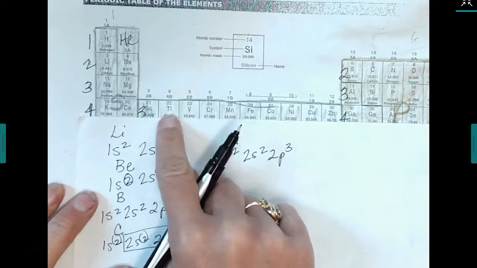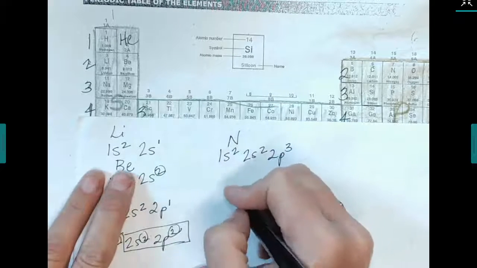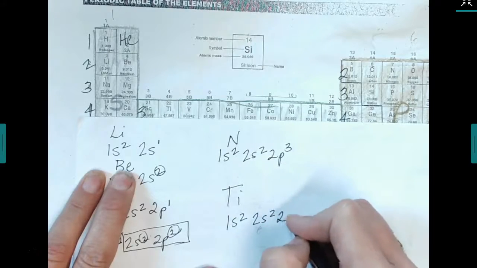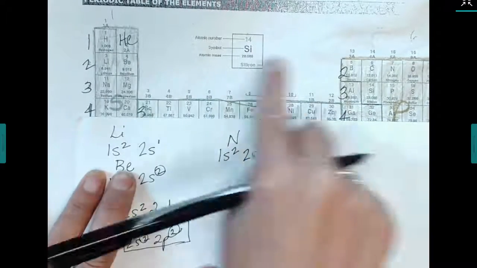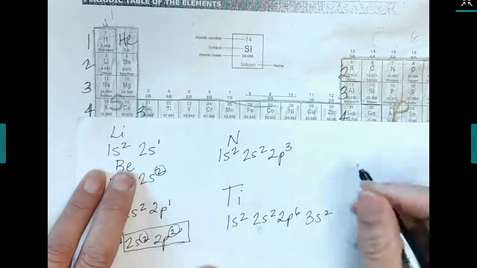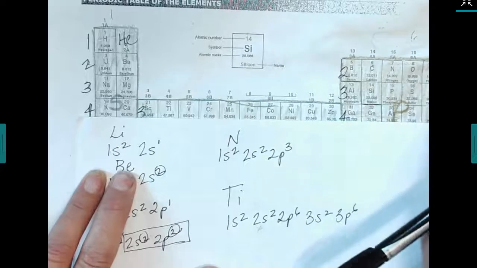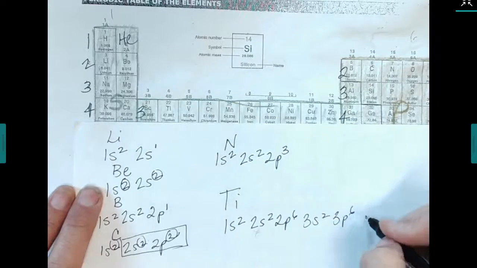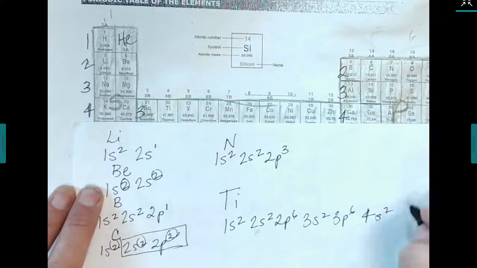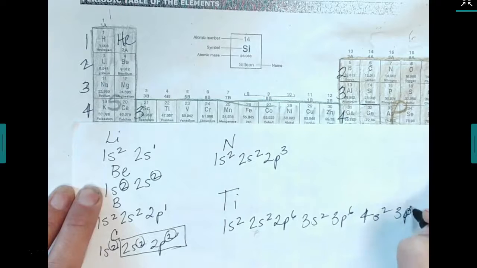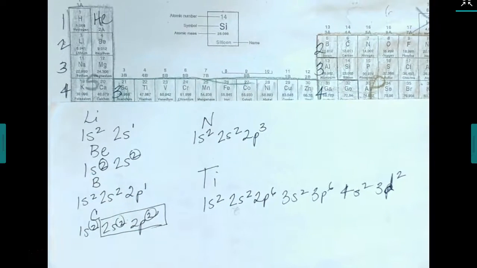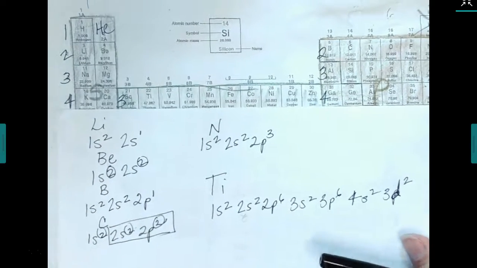Now, if I wanted to do titanium, I would have to say 1s2, 2s2, 2p6, because we're going straight across the periodic table, 3s2, keep on going, 3p6, because there's 6 valence electrons, coming down to 4s2, and then titanium 3d2. Okay, so that would be titanium. Thank goodness we don't have to write too many of those, but we do have to write some.